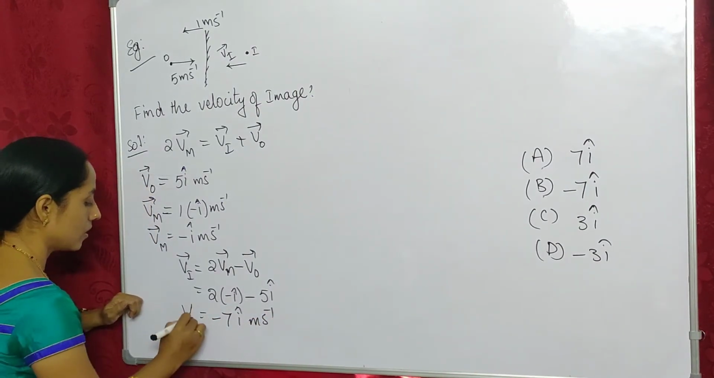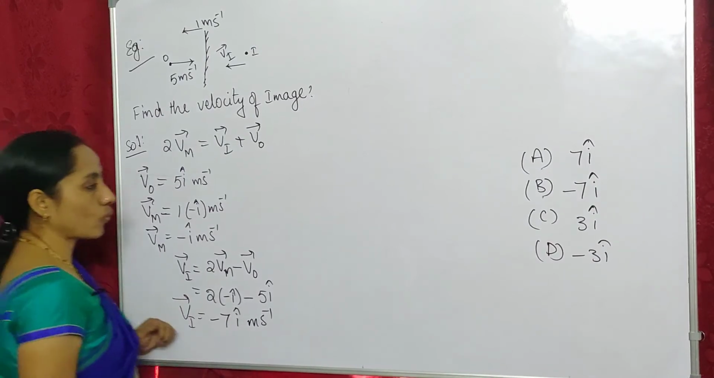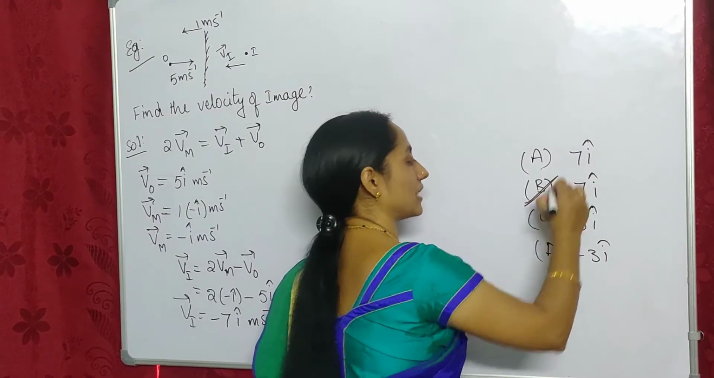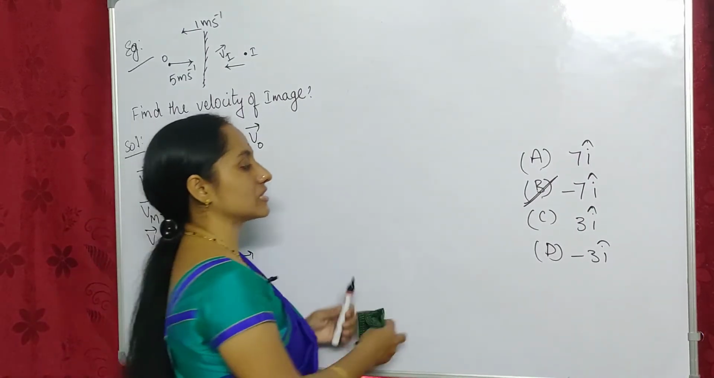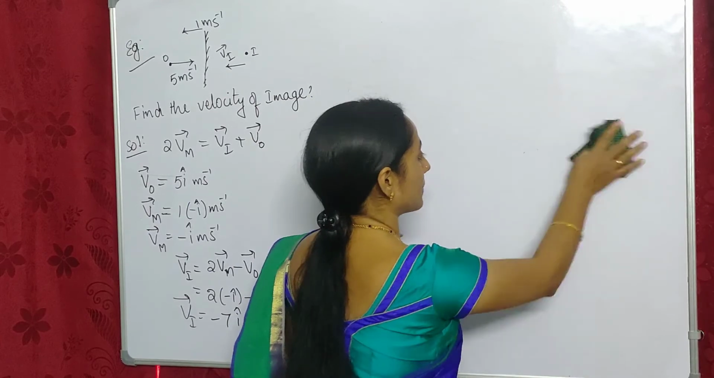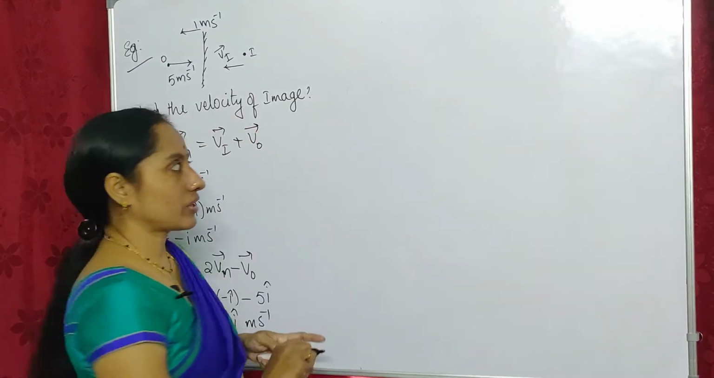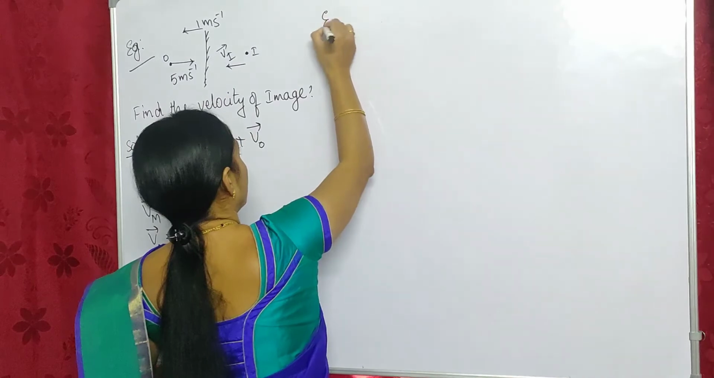So this is the velocity of image. So who is the winner? Babu Rao is the winner. He says the correct answer. So I hope you understood this and you also got the same answer. Now we'll move on to the next example problem.